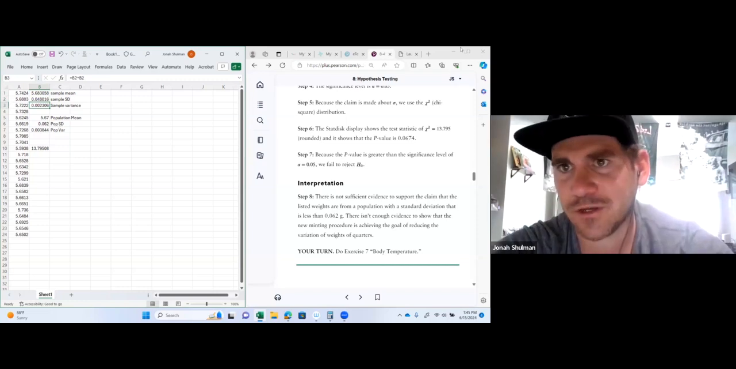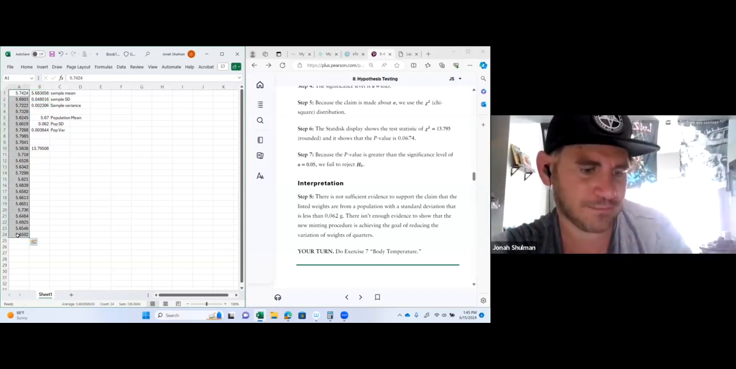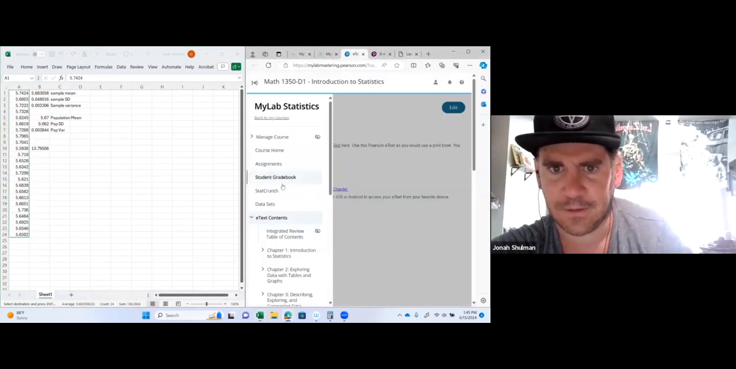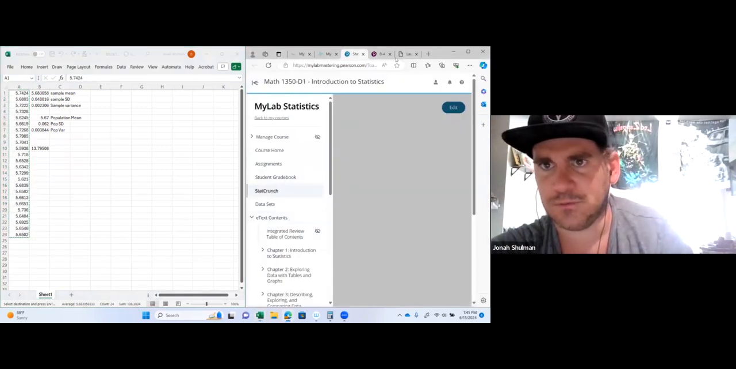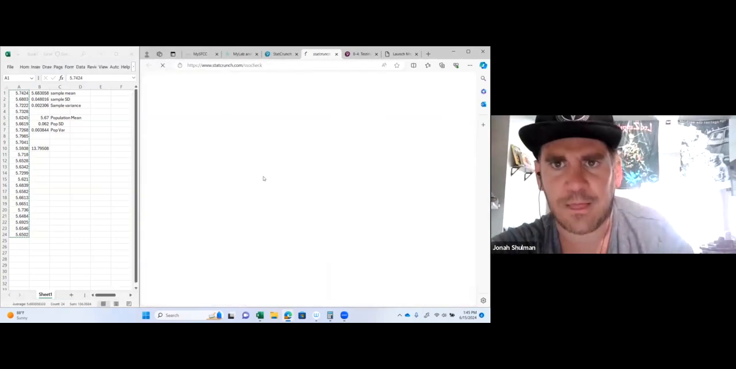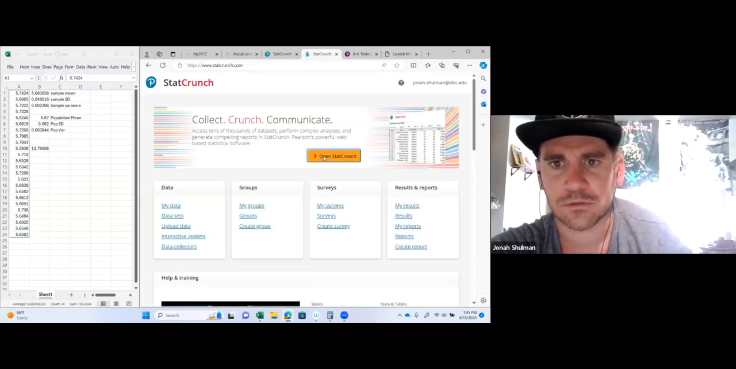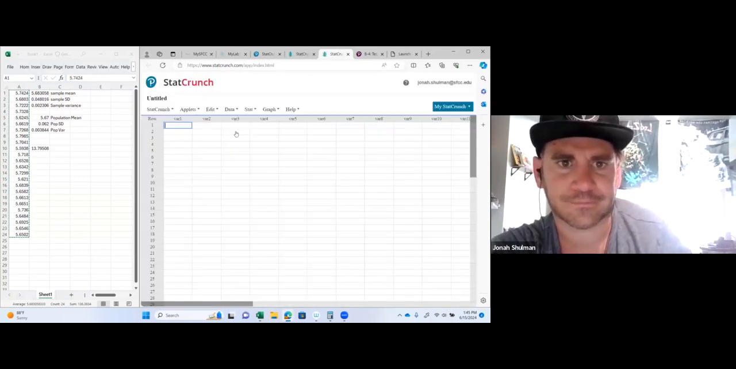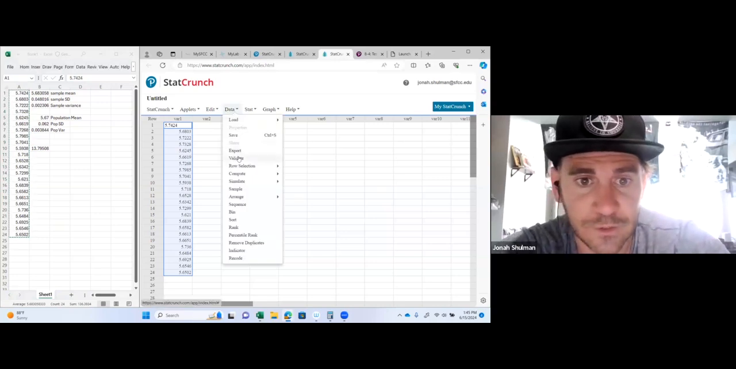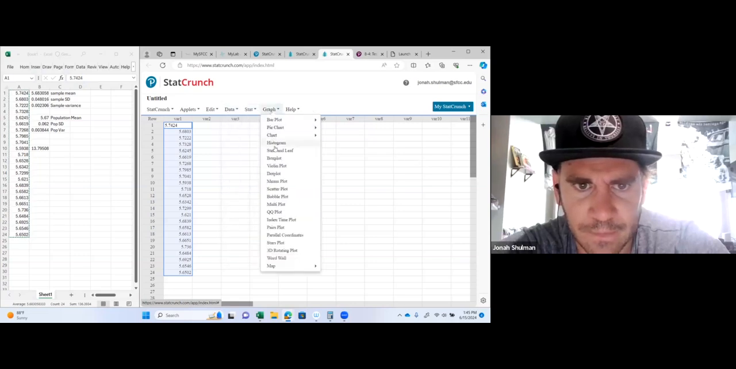Okay, so we got the critical value right. But you should always be putting this in StatCrunch and checking. And that's what we're going to do. So I want to make sure this is normally distributed. The first thing I'm going to do is make a histogram.